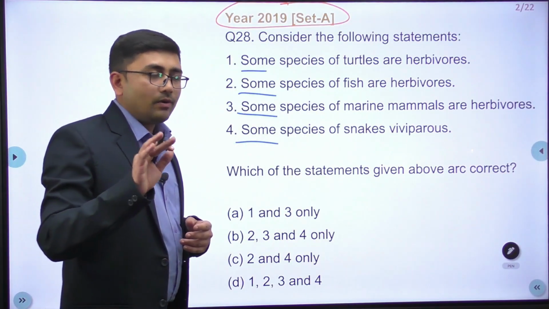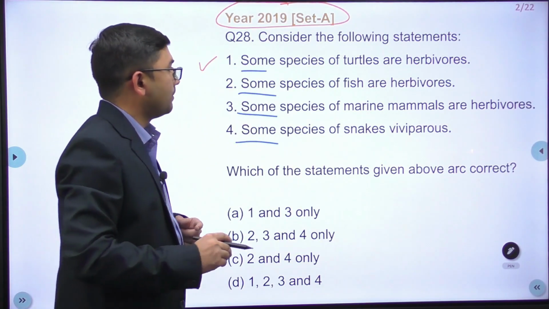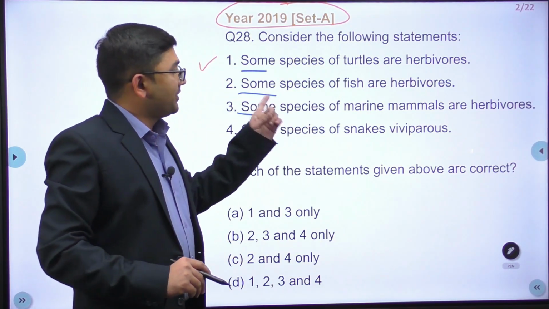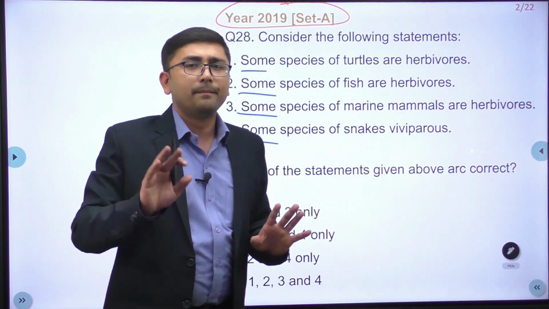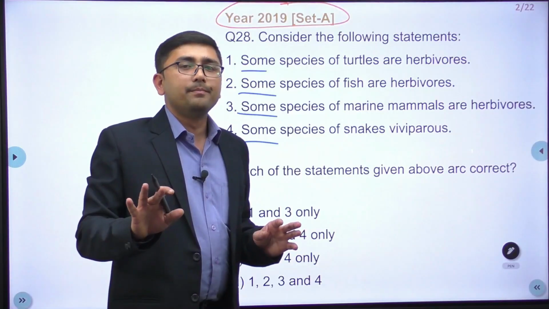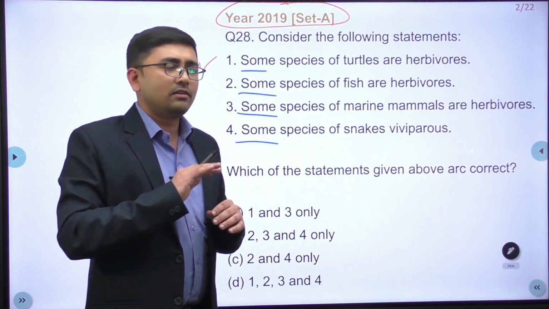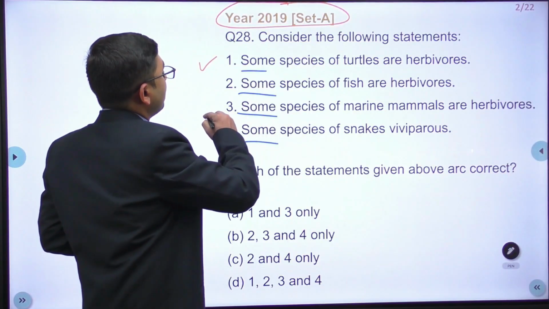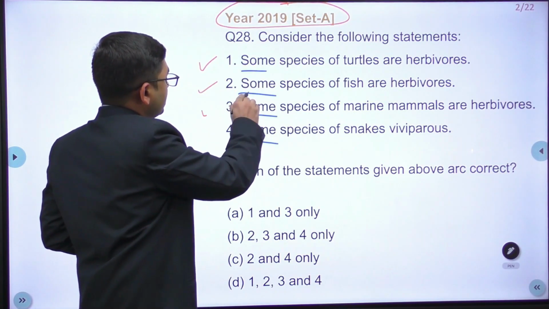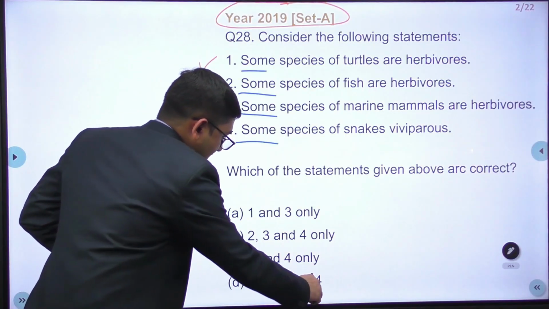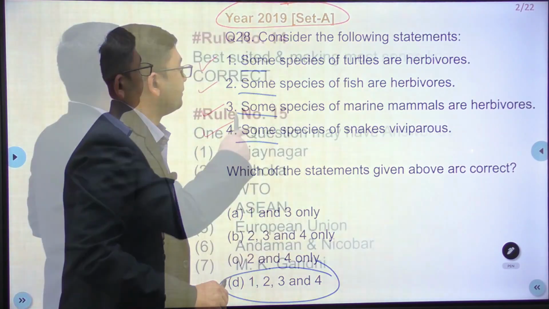So you know what rule number 13 says. Rule number 13 says whenever you come across the word some, and if the statement is feasible, like a general statement such as some species of fish are herbivorous, meaning there is nothing extreme in that statement, no data, fact, figure, nothing extreme, then this can work. The statement should not be extreme. So these are normal statements. As per the rule, here the answer is 1 2 3 4.